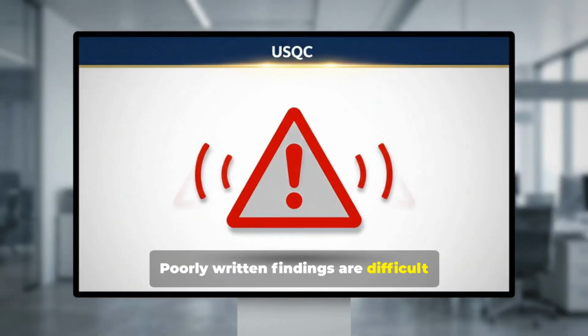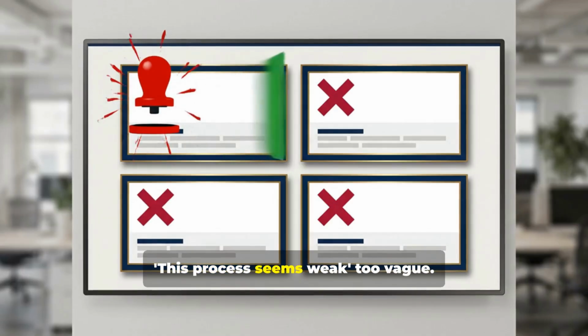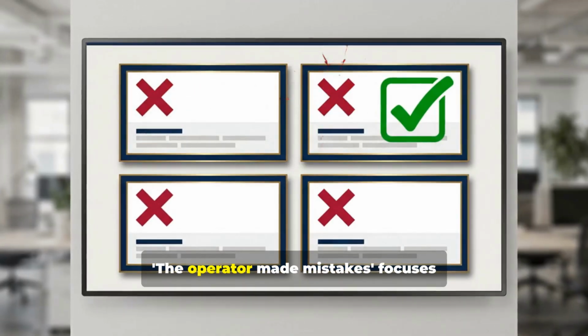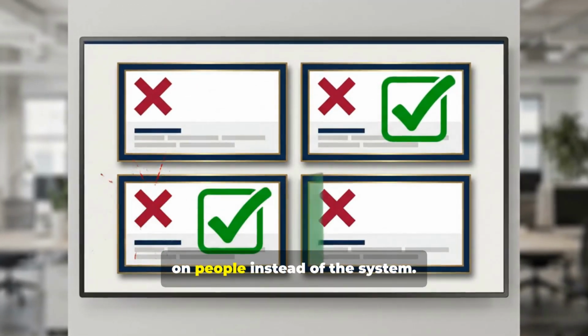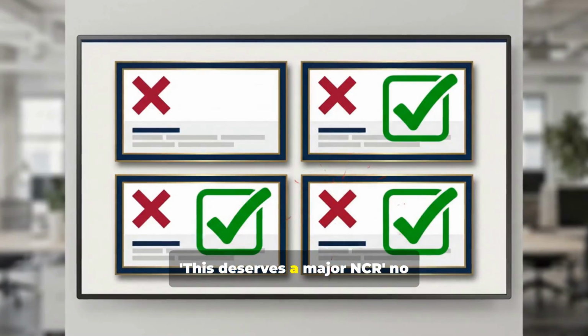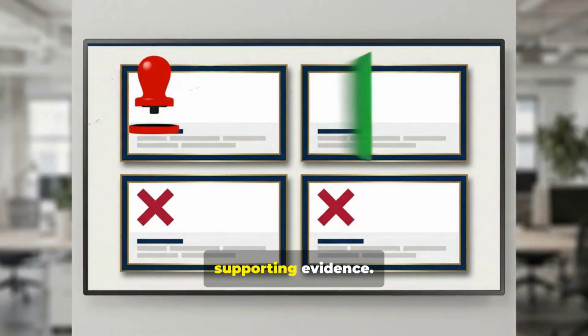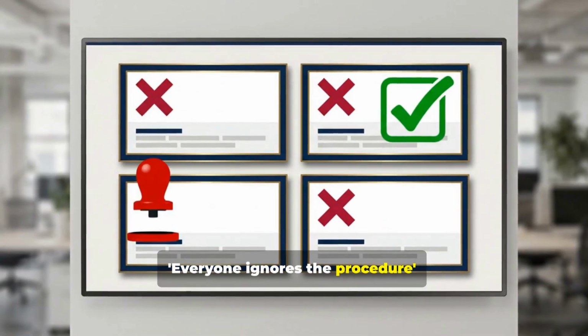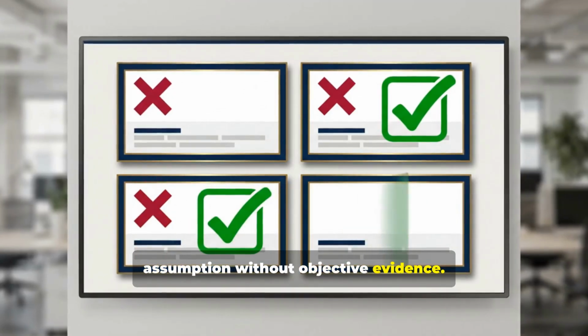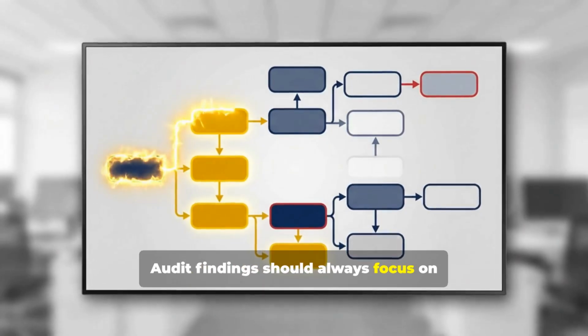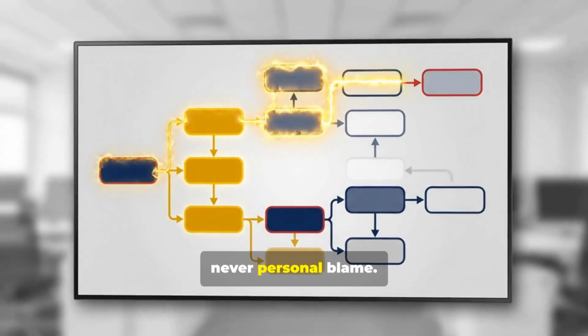Poorly written findings are difficult to defend. "This process seems weak" is too vague. "The operator made mistakes" focuses on people instead of the system. "This deserves a major NCR" has no supporting evidence. "Everyone ignores the procedure" is an assumption without objective evidence. Audit findings should always focus on process performance, never personal blame.